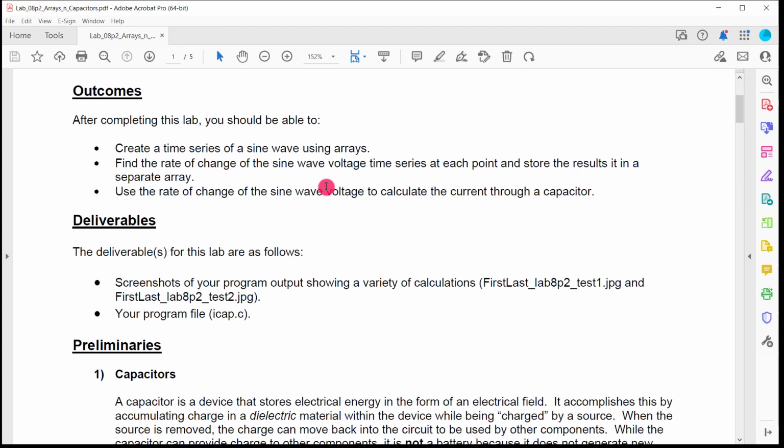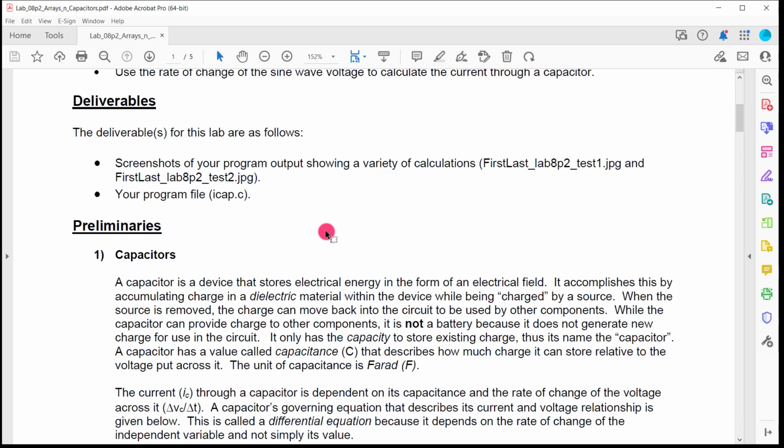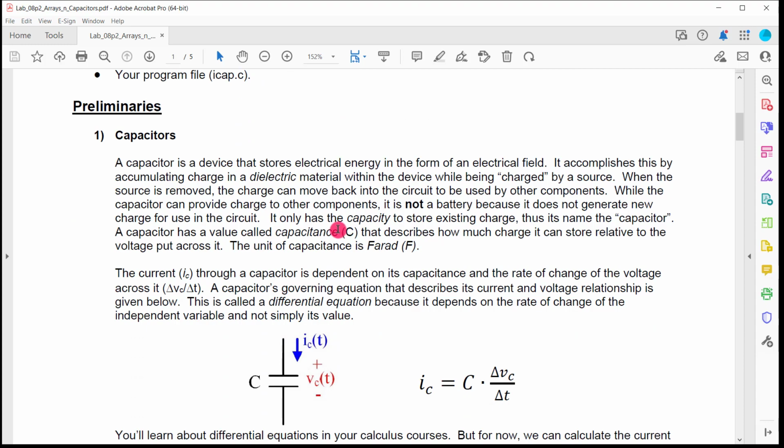What you're going to be able to do afterwards is create an array and populate it with a sine wave value, and then you're going to go through it and find the rate of change of that sine wave voltage time series and store it in a separate array. Then you'll use that to calculate the electrical current through a device known as a capacitor. Your deliverables are 2 test cases that you'll screenshot, and then you'll upload your program file.